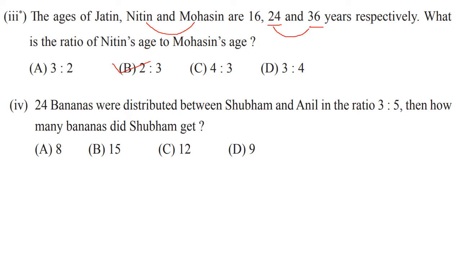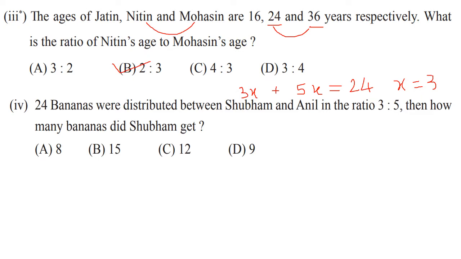So if we take that common multiple as x suppose, then the bananas with Shubham you will get as 3x, and the bananas with Anil you will get as 5x. Okay, so 3x plus 5x, the total bananas are how many? It is given there, they are 24. So from this you will get the value of x as 3. Correct? Because see, 3x plus 5x is 8x, 8x is equal to 24 and therefore x is equal to 3. We got the value of x as 3.